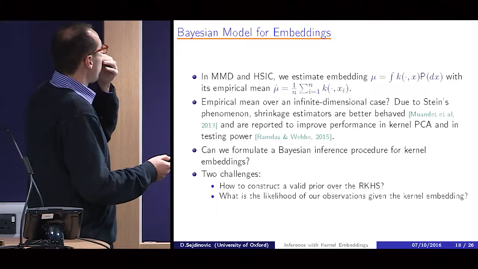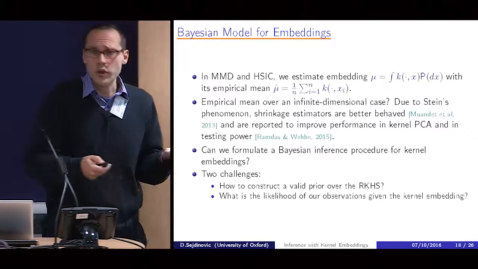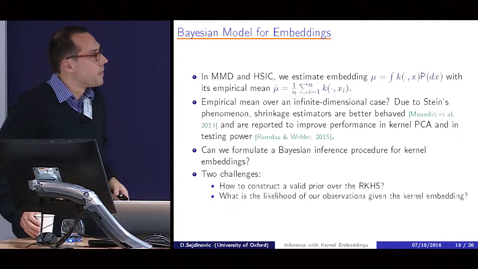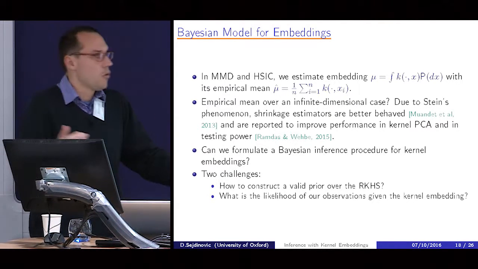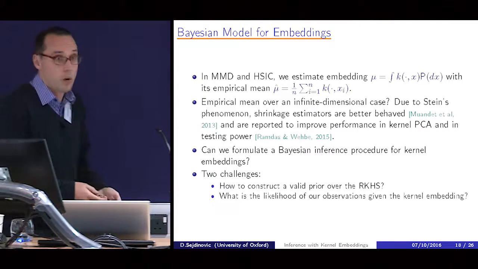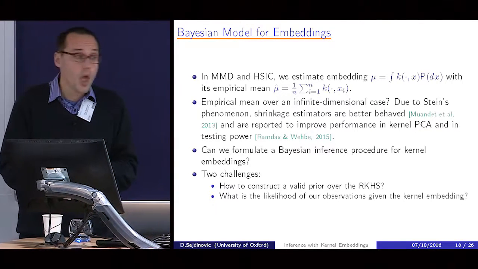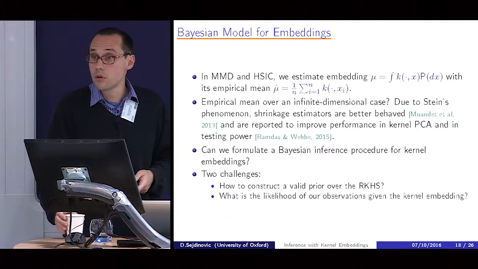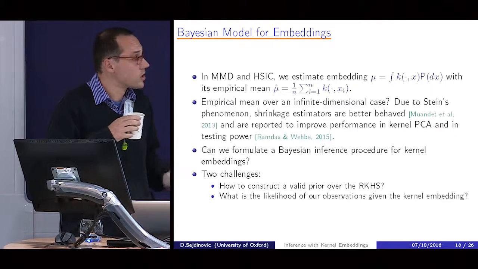So how do we come to this different approach to modeling embeddings? What are we doing? We're computing means in Hilbert spaces. They are infinite dimensional, and because I'm just doing empirical means in very high dimensional, infinite dimensional spaces, you immediately start thinking, wait a minute, what about things like Stein's phenomenon? Maybe I should be worrying about something like that, and maybe I should consider some kind of shrinkage estimator. Indeed, this has been considered in the literature, and it was shown that it does help: using the shrinkage estimator helps in terms of testing power, in terms of performance in kernel PCA, and so on and so forth.